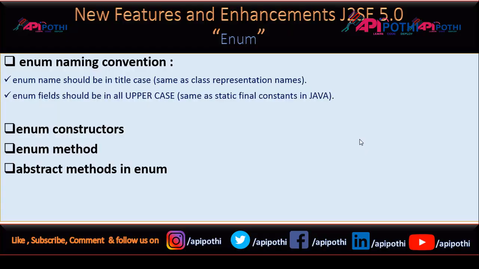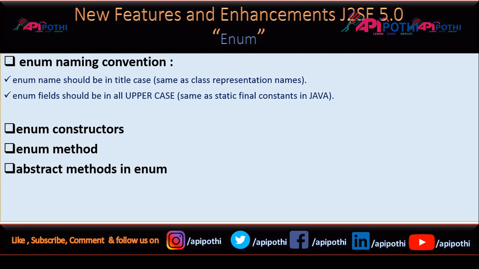Now let's understand the enum naming convention. The enum name is the same as the class name. How we declare a class, the same way we can declare an enum. The only thing is that instead of class we have to write enum. Second, when we declare any field, it should be in uppercase, so that developers understand it should be treated as a constant. This is the basic naming convention we have to follow while working with enum.